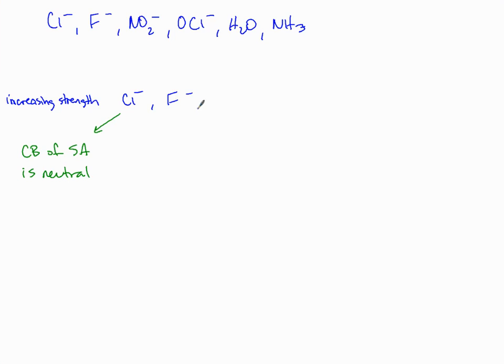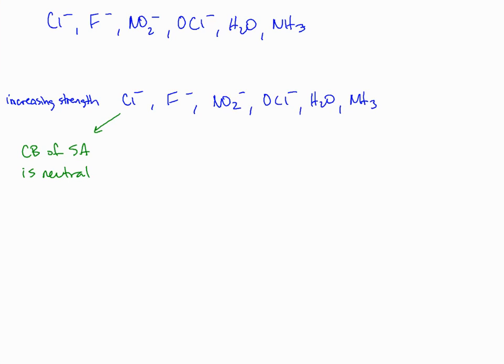Excuse me, the next weakest base. We're going to go ahead and arrange these, and then we'll put in some numbers for them. NO2 minus nitrite, OCl minus hypochlorite, H2O, and NH3. So let's just look at the Kbs for all of these.